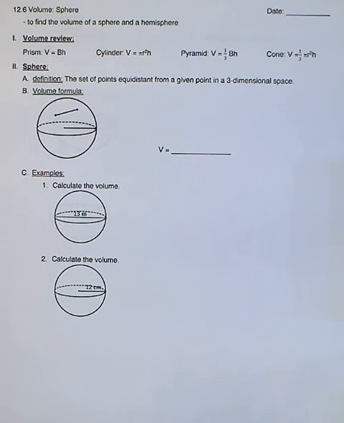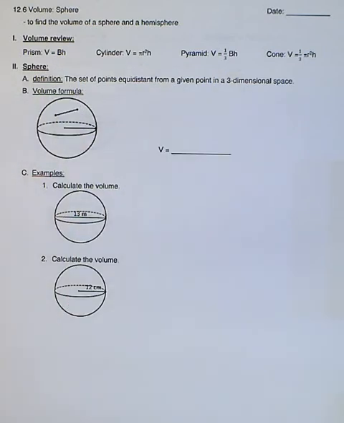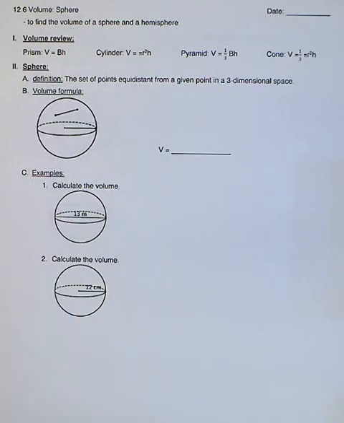And we can see the different formulas for the four types of 3D figures we've seen so far. Prism and pyramid are polyhedra. Cylinder and cone are not polyhedra because they have circles, but they are still a three-dimensional shape.